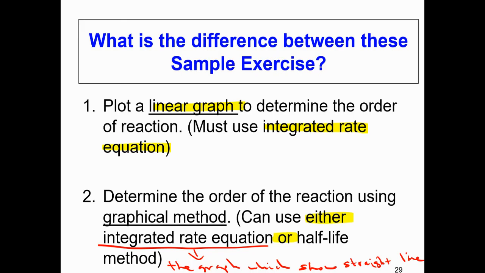Now, what is the difference between these sample exercises? If the question mentioned plot a linear graph, then you must use the integrated rate equation. Another one is determine the order of reaction using just the graphical method. The word is mentioned, so you can choose either one, integrated or half-life. The graph which shows a straight line with the correct slope is the order of reaction.